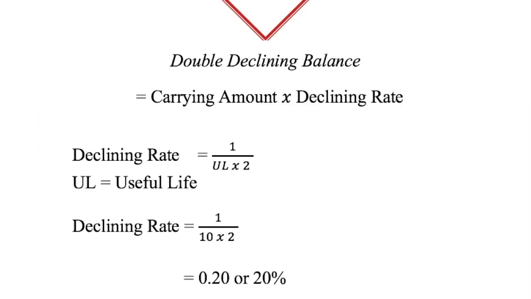The double declining balance uses the formula carrying amount times the declining rate. The declining rate is 1 over the useful life times 2, hence the term double declining. So using our original example, we will get a declining rate of 0.2 or 20%. Notice how this method does not use the depreciable cost but rather the carrying amount of the asset.